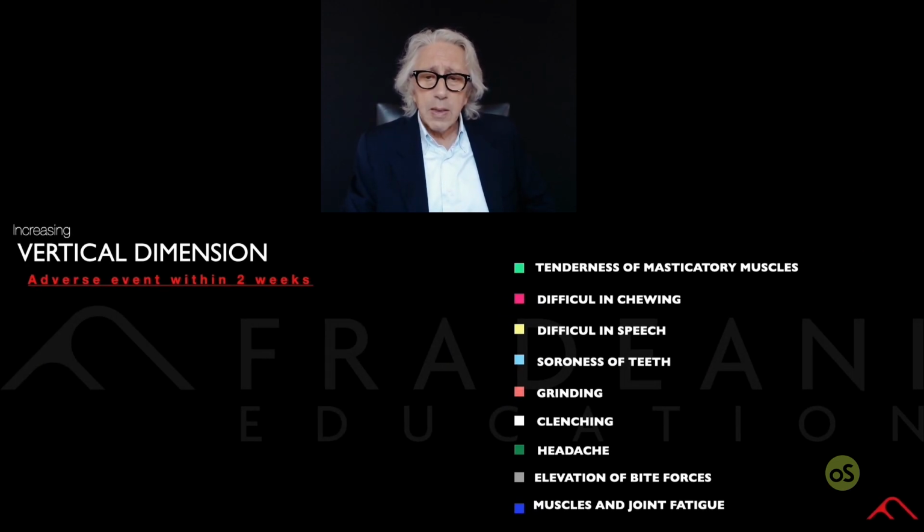So what about the adverse events within a couple of weeks? Look how many we have found: tenderness of masticatory muscles, difficulty in chewing, difficulty in speech, especially with the S sound, as you know. The S sound is considered the closest speaking space. If you increase the vertical dimension, you can have some difficulty in speech until you readapt to the new situation, to the new height. Soreness of teeth, grinding, clenching, headache, elevated bite forces, muscle and joint fatigue.